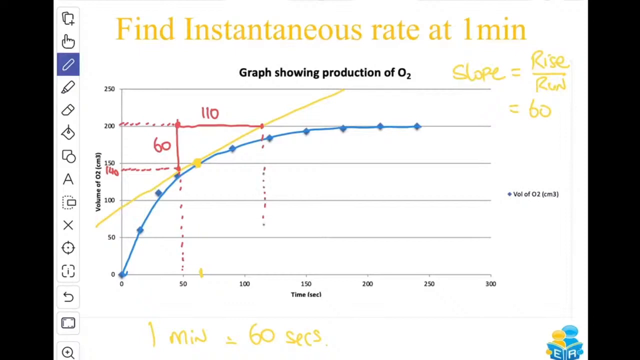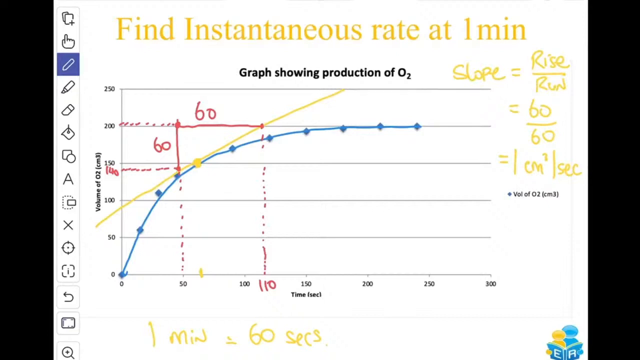So my run, actually, apologies, shouldn't be 110. My run from 50 to 110 is 60, apologies. So my run is 60. So my rise is 60, divided by my run, which is also 60. And if we do the calculation, we can see that at that point in time, we are producing 1 centimetre cubed of oxygen per second. Okay, 1 centimetre cubed of oxygen per second.